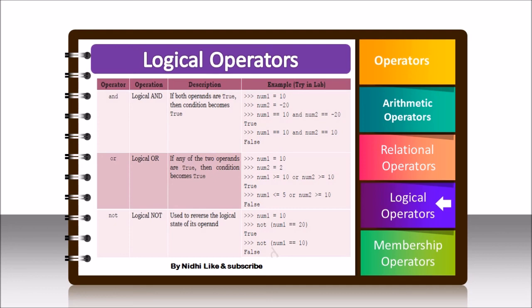It is the same as we have done in SQL. Okay, now here 10 and 20. So if we are comparing, number 1 is equal to 10 and number 2 is equal to 20, it is correct. Both the conditions are correct, so it is giving you the true result. Similarly, or operation and not operation. Not means reverse. So number 1 is equal to 10 and not of number 1 is equal to 20. So it gives you the true result.